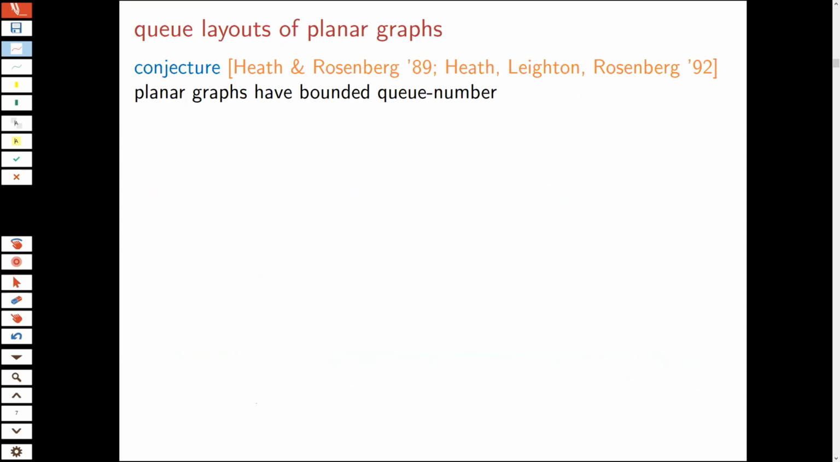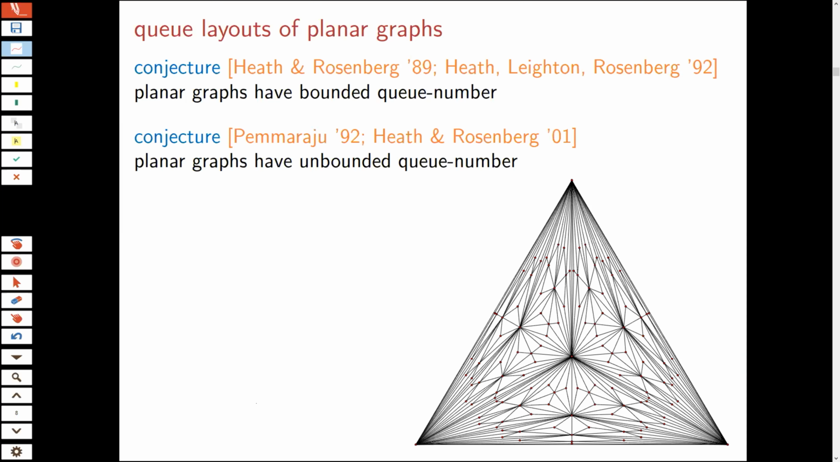And this was a problem that motivated a lot of research and was considered the major open problem in the field up until a couple of years ago when we solved it. But let me tell you the history of this question. First of all, it was conjectured that planar graphs have bounded Q number. And then Pemmaraju, who wrote his PhD on this topic, actually conjectured that planar graphs have unbounded Q number. And Heath and Rosenberg repeated this conjecture. So they basically changed their mind.